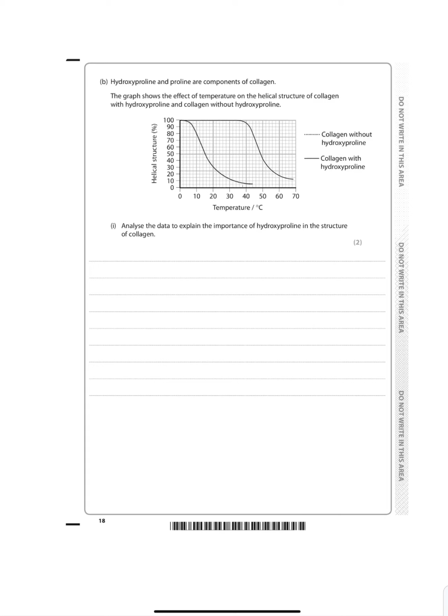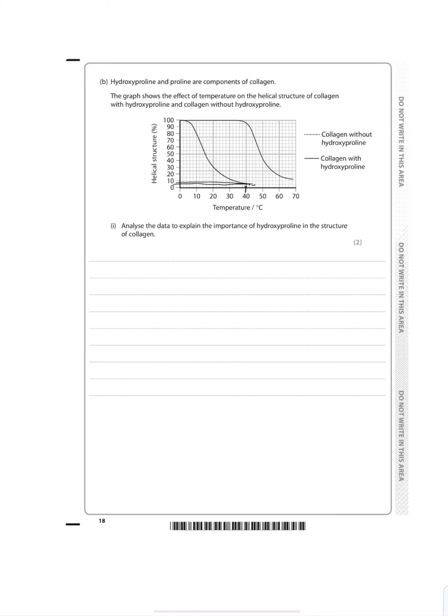Okay, so going back to what we just said, before you look at the question, what is this graph showing us? Well, it's showing us that if we take a look at, let's see, temperature 40, at 40 degrees, collagen without hydroxyproline, we'd have 5% helical structure.